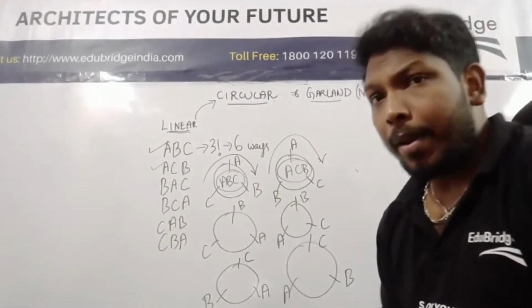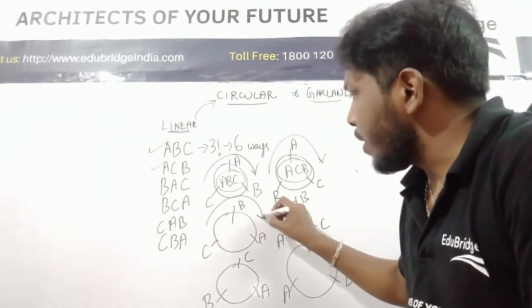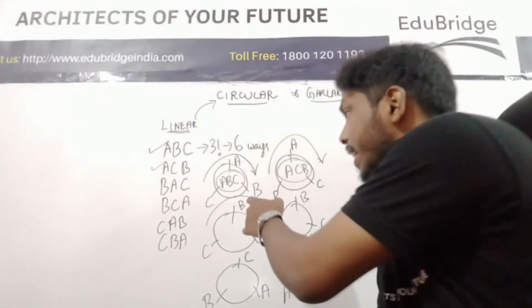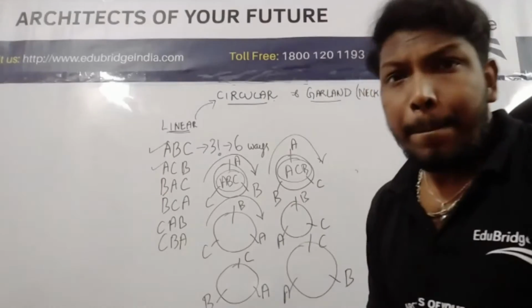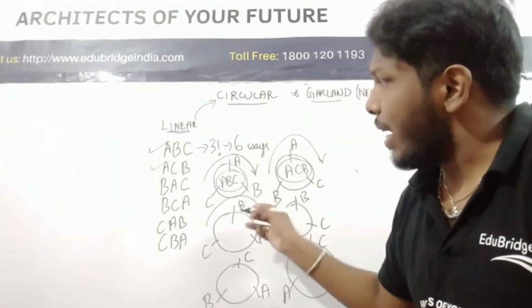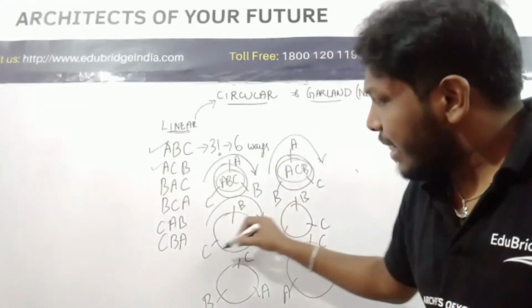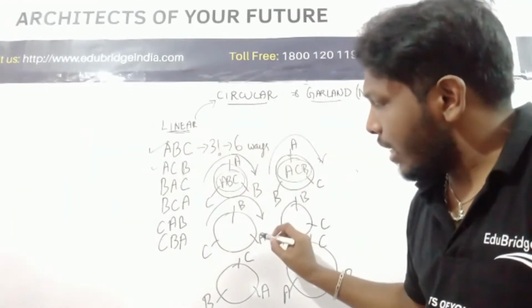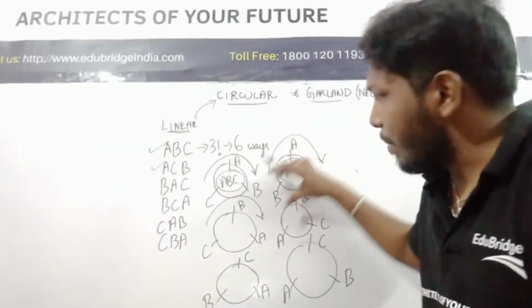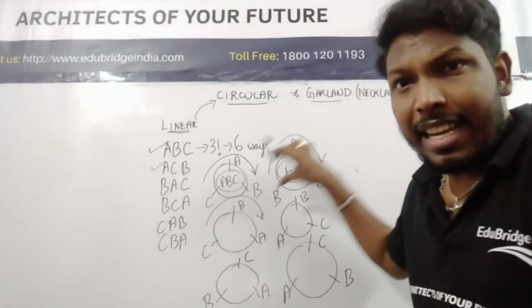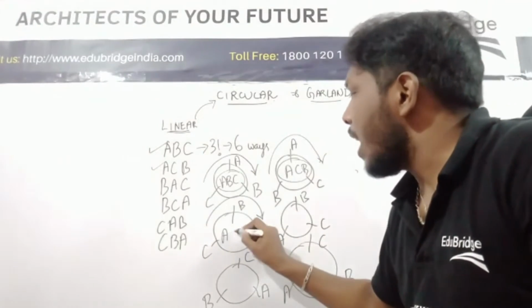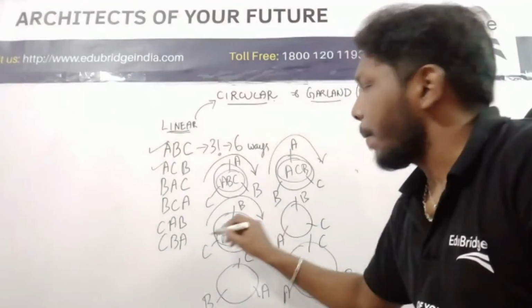Now, look at this one. In a clockwise direction, you might be saying that it is BAC, which is nothing but again an ACB arrangement, isn't it? ACB arrangement, which is the same as this ACB arrangement. So this is an ACB arrangement.